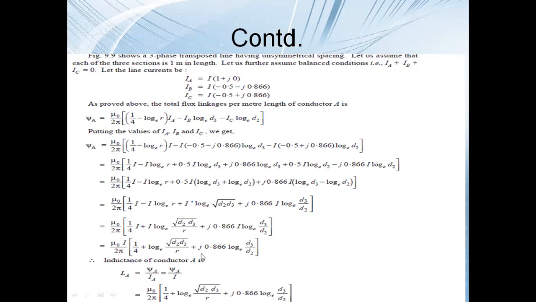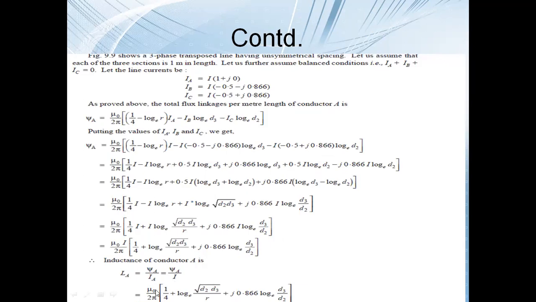So then you see the inductance can be calculated, that is psi A by IA. So psi A by IA equal to I here. IA equal to I, because for the phase A, this is I into 1 plus j0. So that means this is I, and I will cancel. What we'll get is mu naught by 2 pi times 1/4 log of square root of D2 D3 by R plus j 0.866 log of D3 by D2.